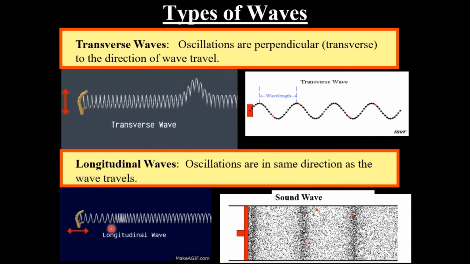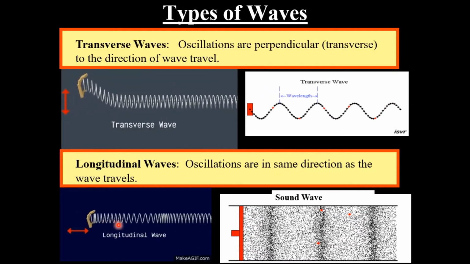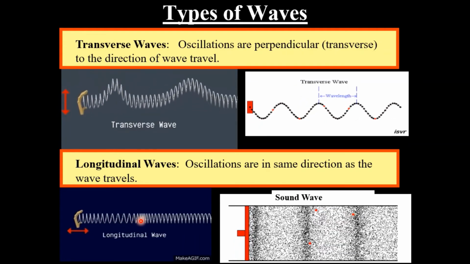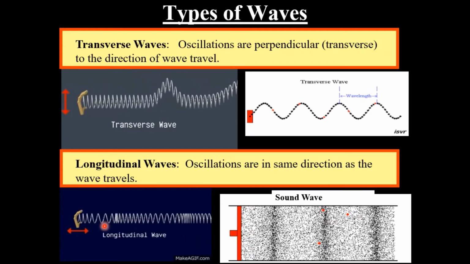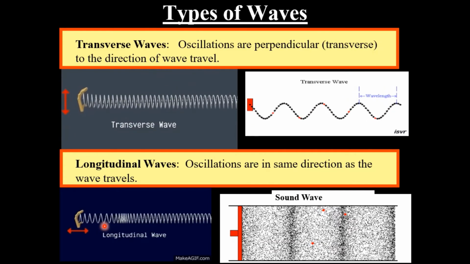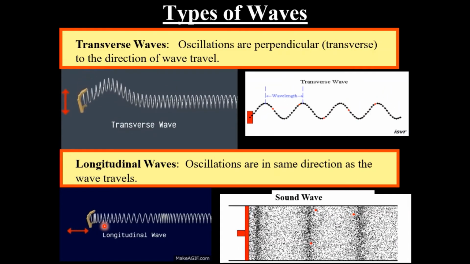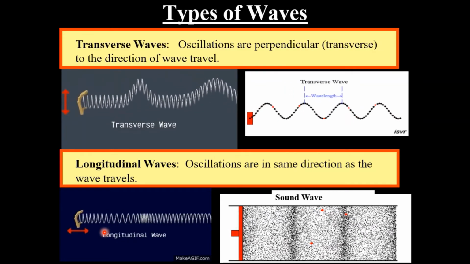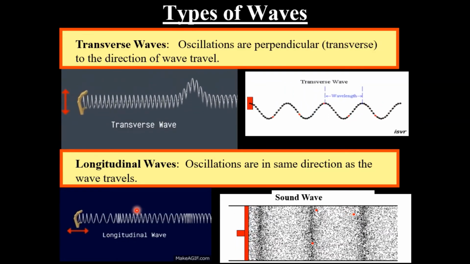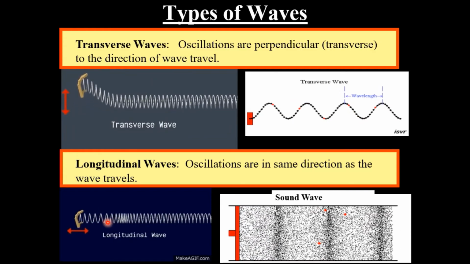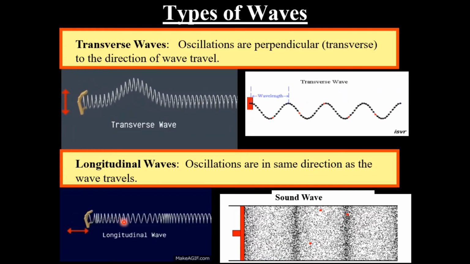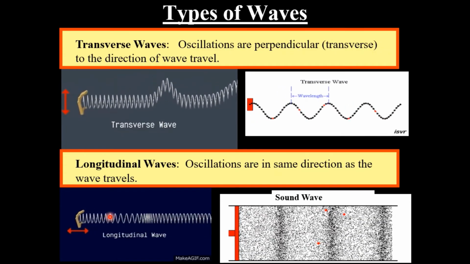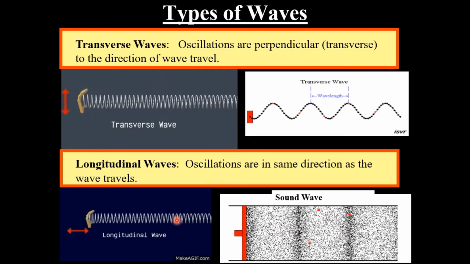And you can see the region of compression here actually travels down the slinky. But again, the slinky material is just vibrating back and forth. The material of the slinky is not traveling with the wave. The wave is traveling through the slinky. The wave always travels through the medium. The medium does not travel with the wave. But the key thing here for a longitudinal wave, again, is that the material, the medium, is vibrating back and forth in the same direction, horizontal, as the wave travels.